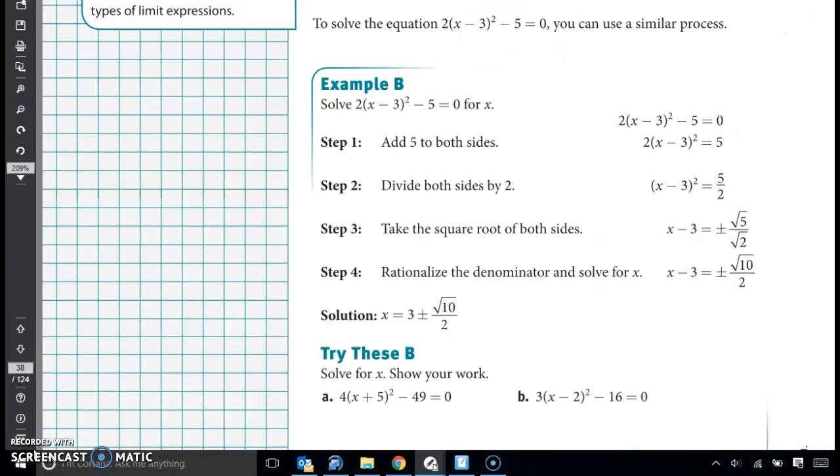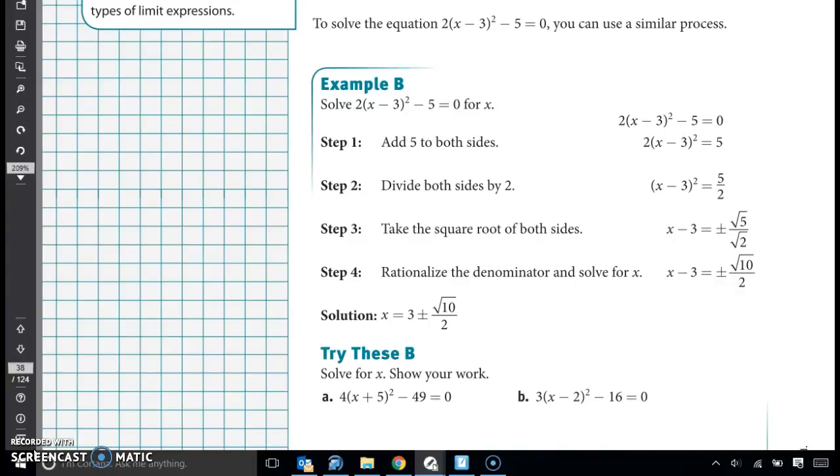Alright, so to solve the equation, here we have 2 parentheses x minus 3 squared minus 5 equals 0. So we're going to use a similar process to solve this. We have our constant of negative 5, so we're going to add 5 to both sides so that we now have 2 parentheses x minus 3 squared equals 5. What we want to do is get our parentheses by itself, so we're going to divide both sides by 2. So then we have x minus 3 squared equals 5 divided by 2.